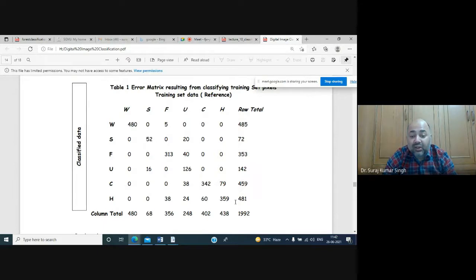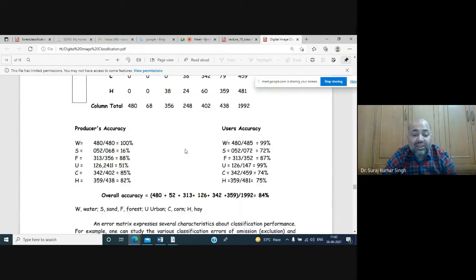You will be plotting all the data sets, and then finally two kinds of accuracy will be produced. One is producer accuracy and one is user accuracy. So you can see the producer accuracy, which is calculated from the system, and this is calculated from the user accuracy. And finally, on the basis of your producer and user accuracy, the entire accuracy assessment will be calculated. In the current example, the overall accuracy of the map is 84%.